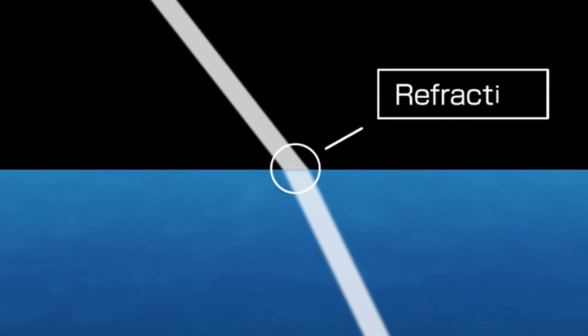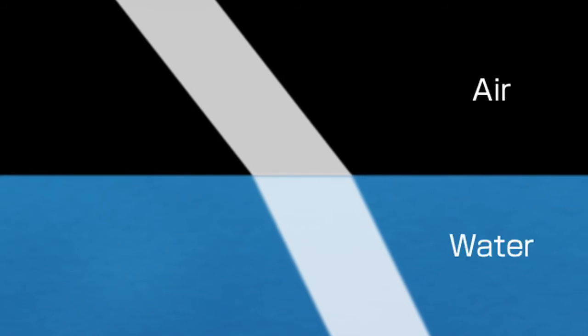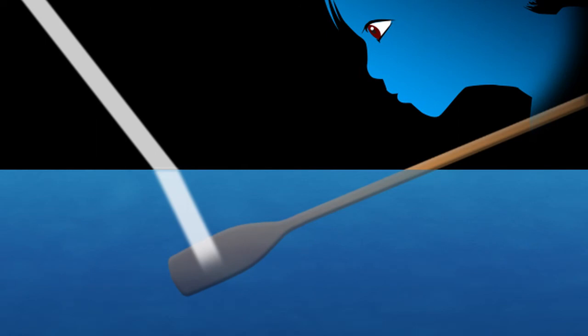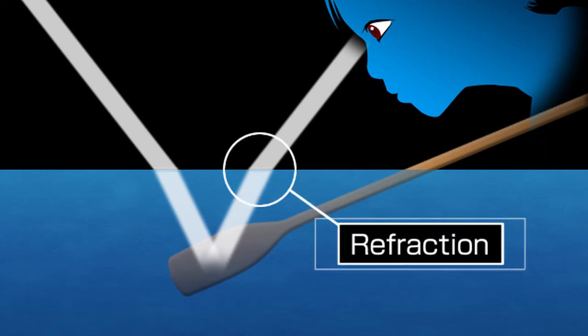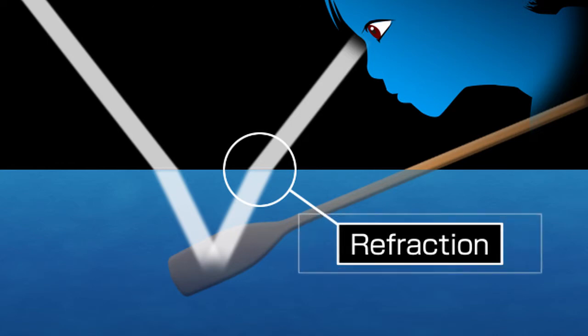Refraction occurs at the boundary between two different substances, like air and water. The light enters the water, reflects off of the oar, and then comes back out into the air. The light is refracted by the water's surface before it reaches our eyes. This refraction causes the oar to appear bent where it goes into the water.